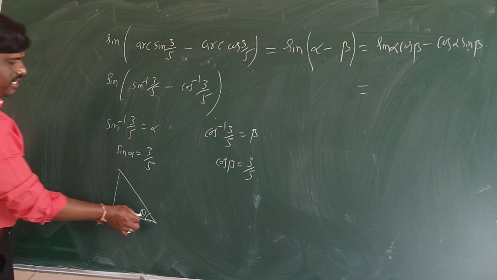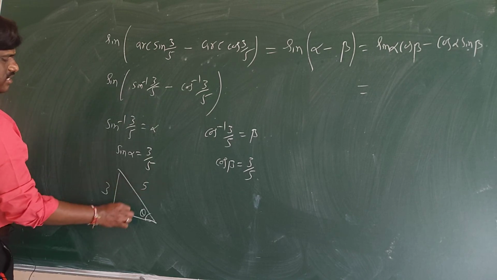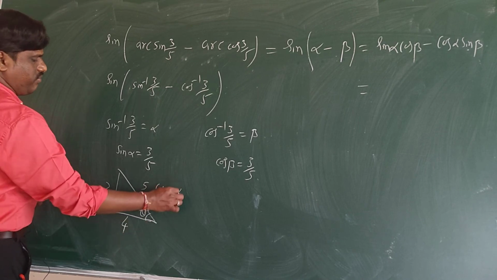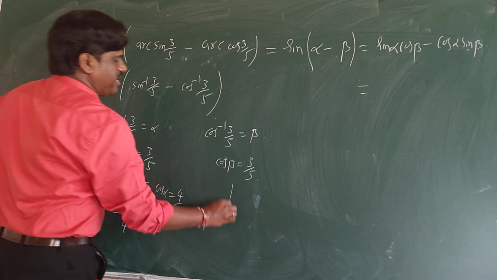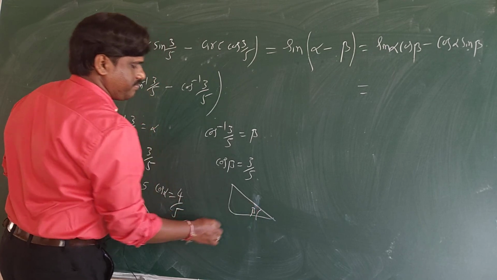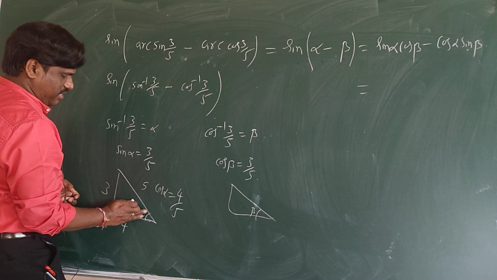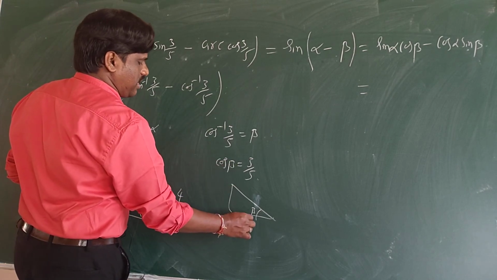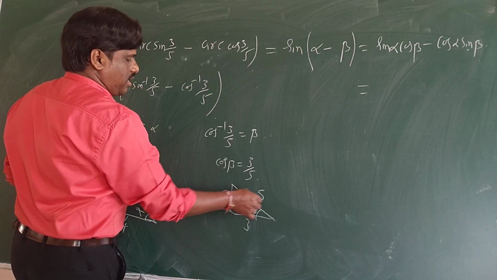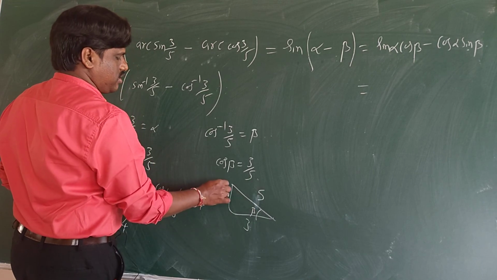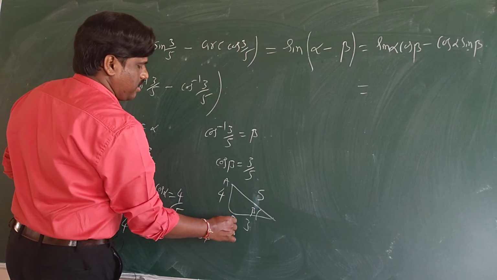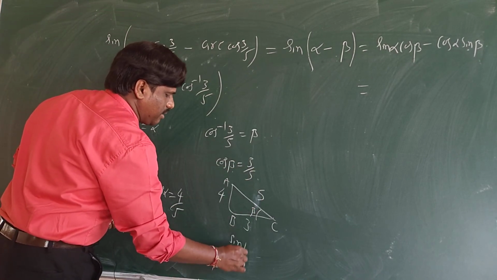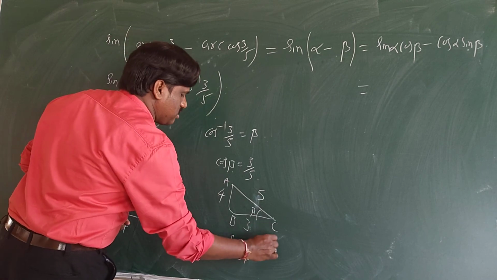Here I can write this is 3 and this is 5, and this is 4, you know. So cos alpha, what can I write here? Cos alpha is equal to 4 by 5. And here if I take a right angle triangle, this is alpha, and this is beta. Cos means adjacent by hypotenuse, this is 3, this is 5, and this will be 4, right angle triangle. So cos beta is this, and sin beta will be this by this, that is 4 by 5.